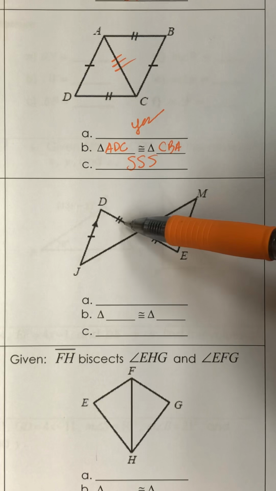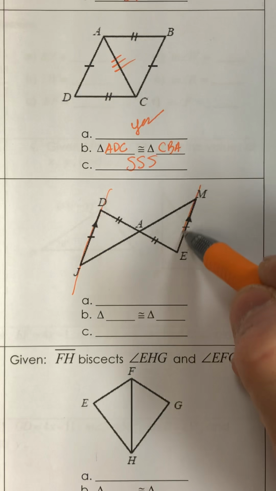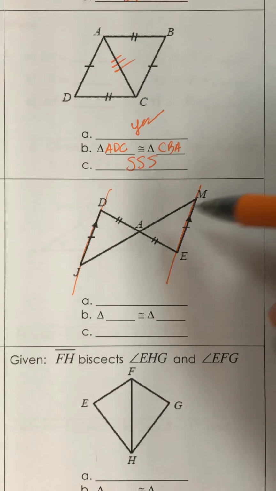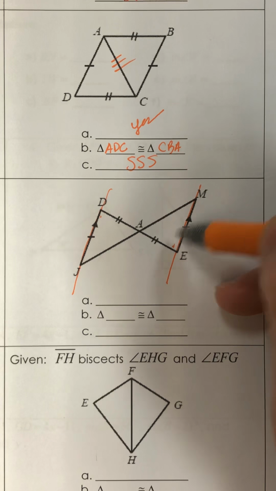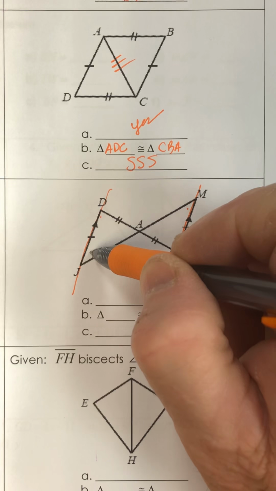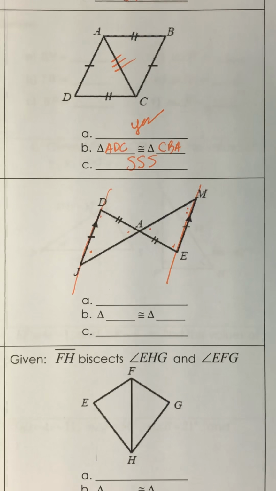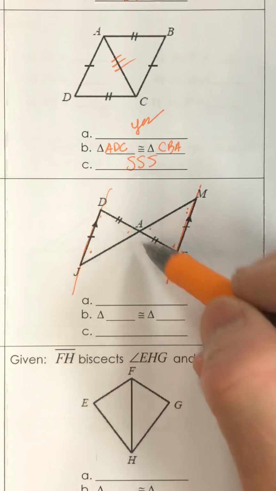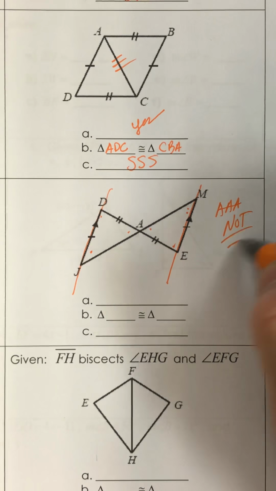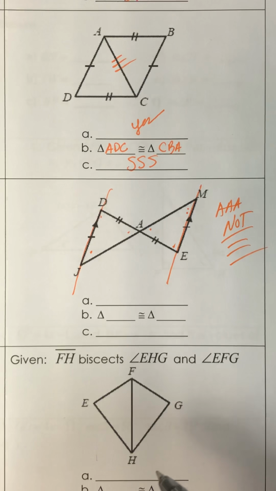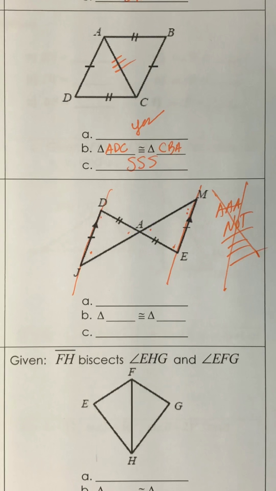I have parallel lines. So alternate interior angles would be here and here. That's probably what I need, or here and here would be alternate interior as well. I also have vertical angles. So if you do all 3 angles, angle, angle, angle is not a reason. Okay? You can't use angle, angle, angle. You have to have a side. So don't use angle, angle, angle.